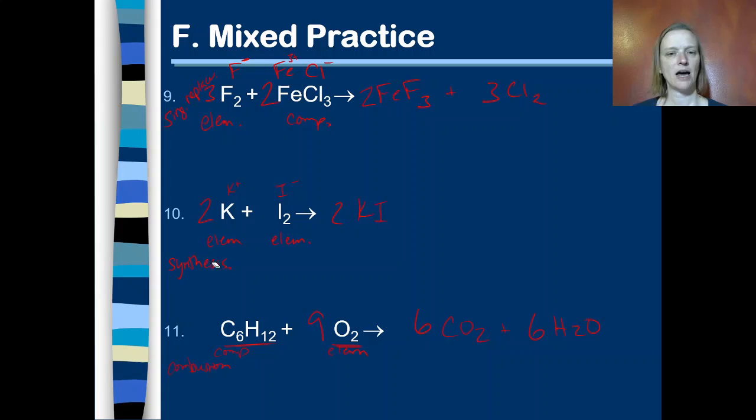So that is how you would balance that equation. And I accidentally erased some stuff. But that is how you predict the products when you're only given the reactants. I hope this helped.